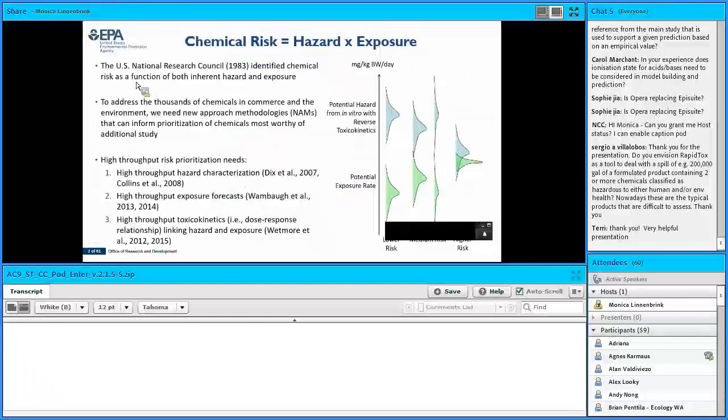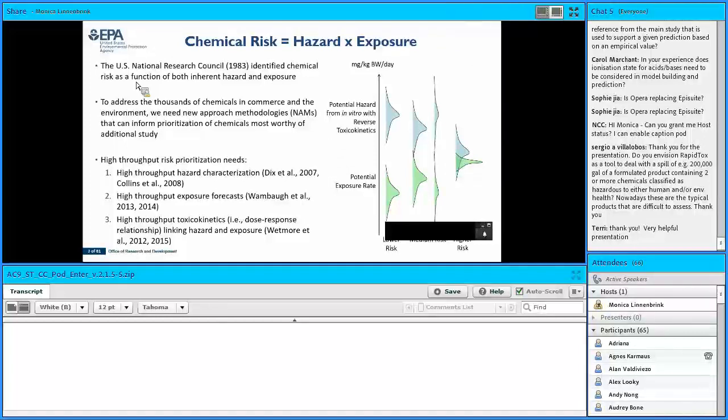Just as background, the National Research Council, or National Academy of Sciences, official opinion on how to do human health chemical risk assessment says that you basically need to have some idea of the chemical hazard, some idea of what actual exposure happens, and quantification of the chemical dose response. So if you get exposed to this much, this effect happens. Unfortunately, there are literally thousands of chemicals in the environment, in commerce, and at least hundreds in all of us that we don't have either the hazard or the exposure information for.